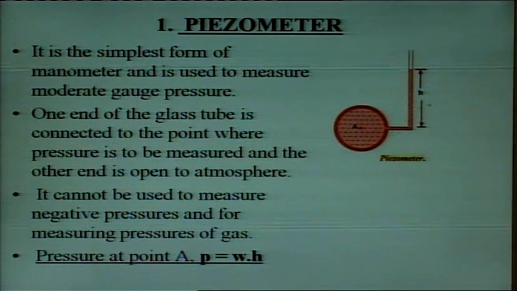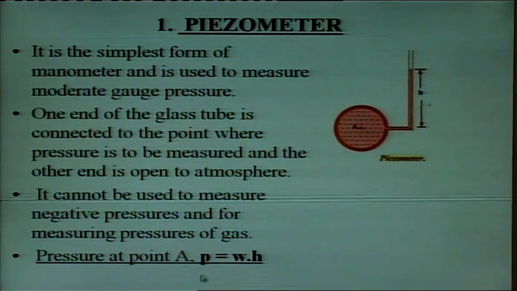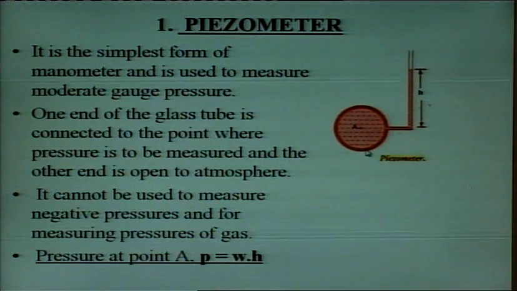इसके अंदर एक ड्रॉबैक है कि हम नेगेटिव प्रेशर और द प्रेशर ऑफ गैसेस जो है वो इसके साथ नहीं मेजर कर सकते. सो प्रेशर एट ए पॉइंट, सो दिस इंटेंसिटी ऑफ प्रेशर P is equal to W into H.